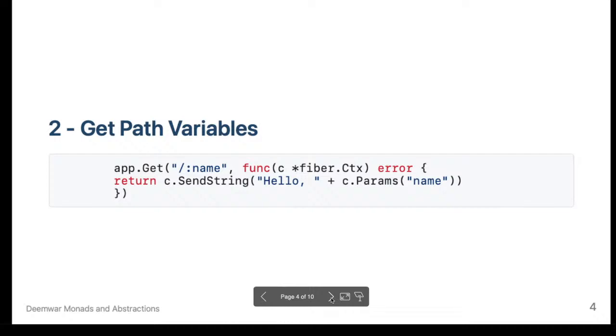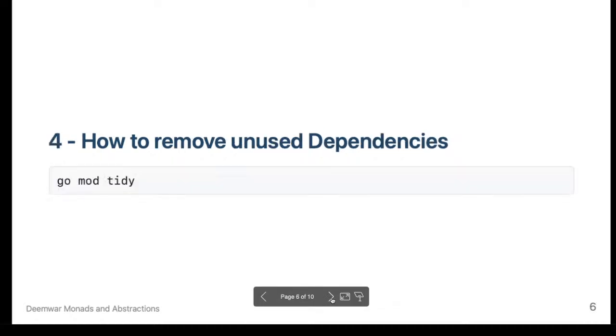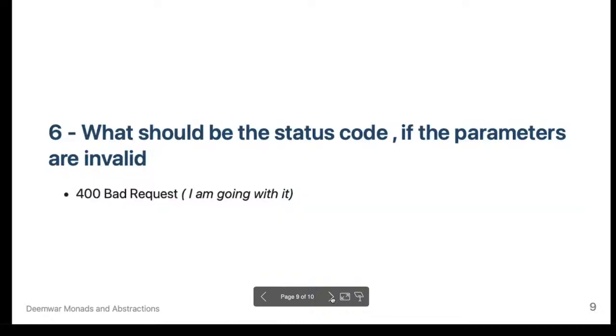And then the next thing is we have identified how to get the path variables by adding this so-called colon followed by the name, and then you are able to get that value using c.Params. And converting data types, string conversion, Itoa, Atoi, how to remove unused dependencies, how to utilize live reload with Air, and the way we can set the status code.